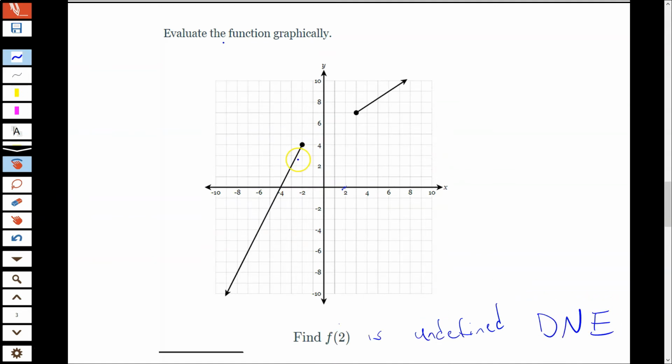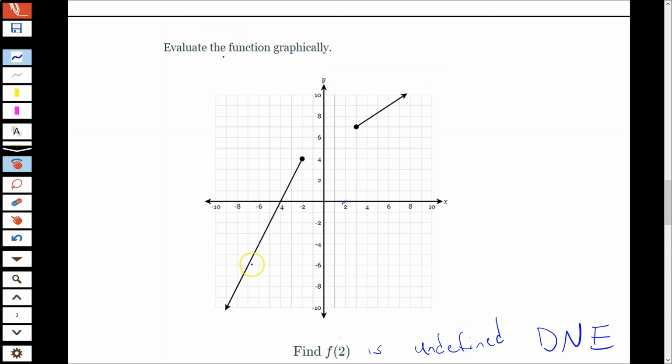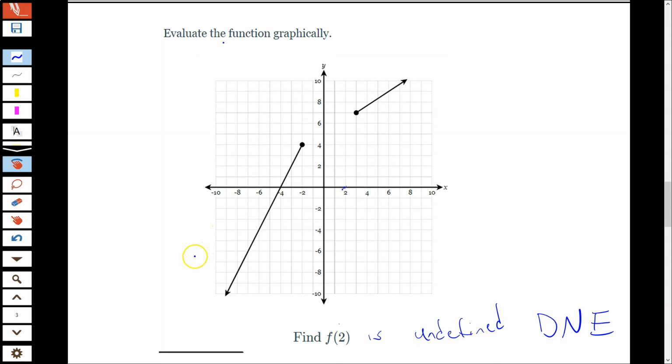So that's it. These are piecewise functions. We're going to make these a little harder as we go, but not much harder than this. We're closing out the year on something fairly accessible.